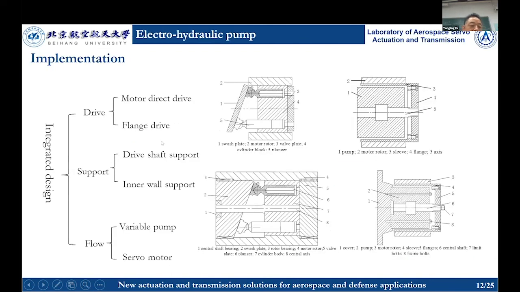And for the integrated design with drive support and flow, we have these 4 types. Like this is a motor rotor, and this is a motor rotor, but this way directly drives the pump's cylinder. And this is from this plate to drive the pump's axle. This like this, and this like this.